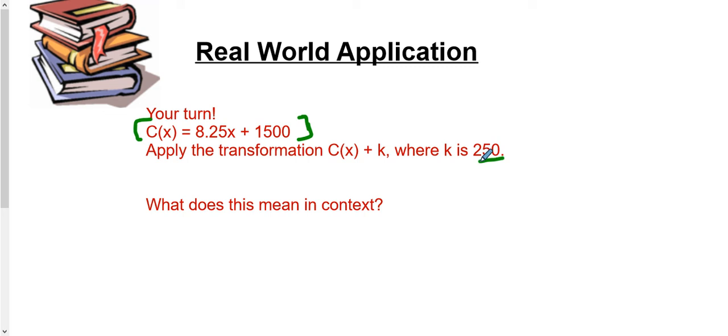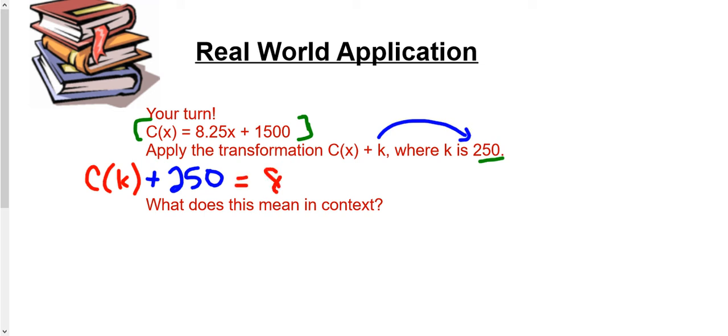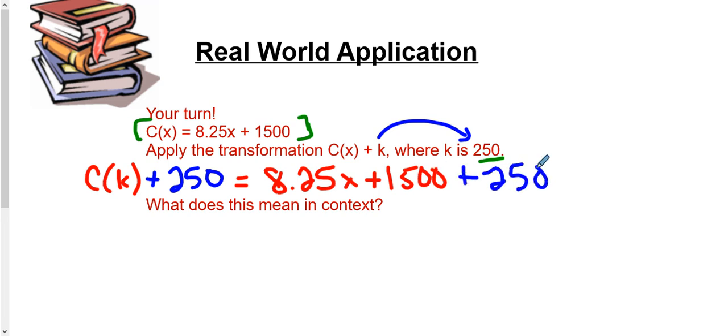Perfect. So what I need to do to add 250 to this equation is I need to take my C of X and add 250. They just told me what that K is. It's that 250. So I know what my C of X is as an equation. It's $8.25 times X plus 1,500. And if I'm going to add K to that, I'm going to just add K, which is 250. So see, I've added it to the left and I've added it to the right.